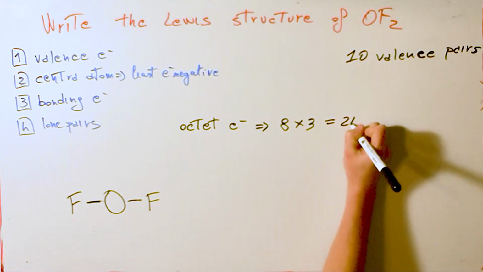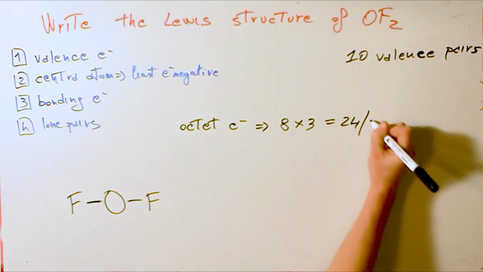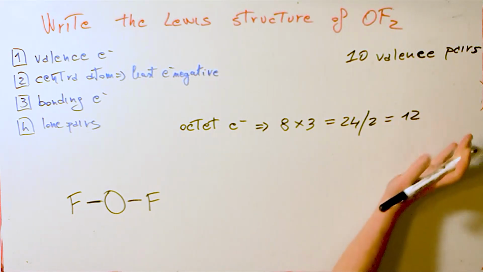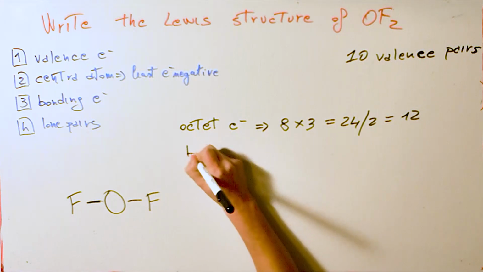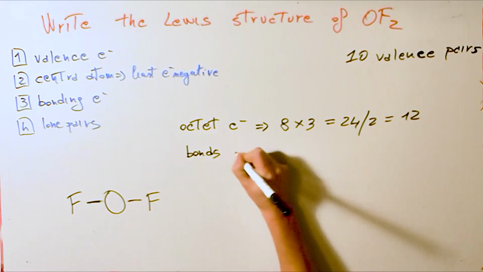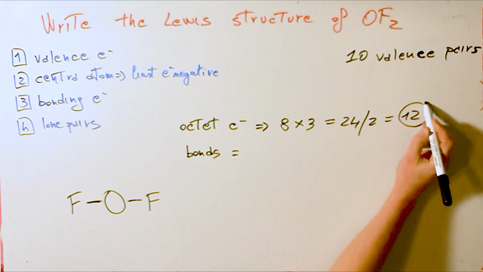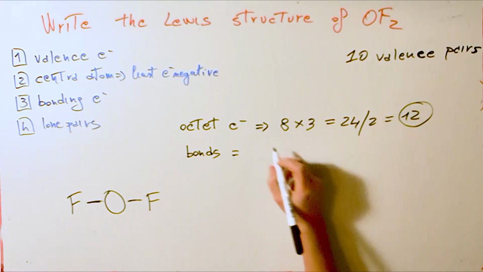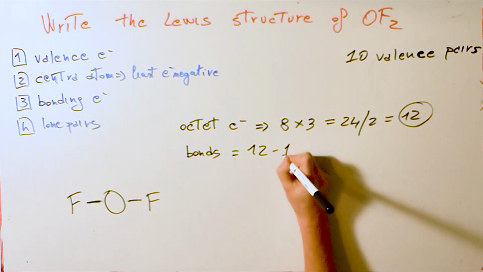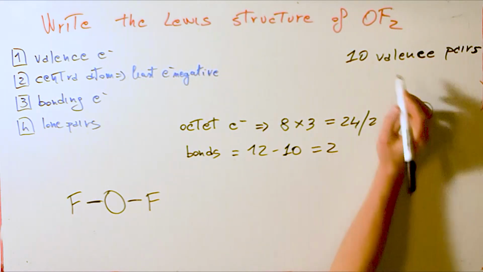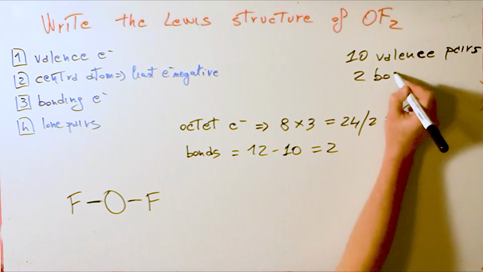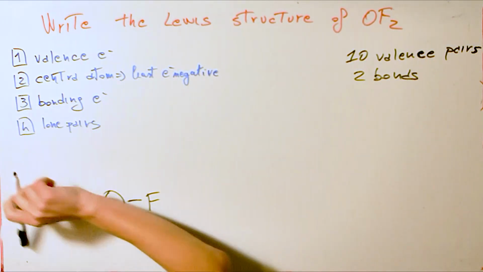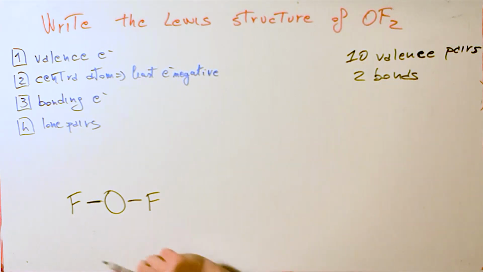And this is equal to 24. Divided by 2, we will have 12 octet pairs of electrons. So now the bonds will be equal to these 12 pairs of octet electrons minus 10. So 12 minus 10 is 2. So in this molecule we will have 2 bonds. Let's write it here. But 2 bonds is something we have already written.